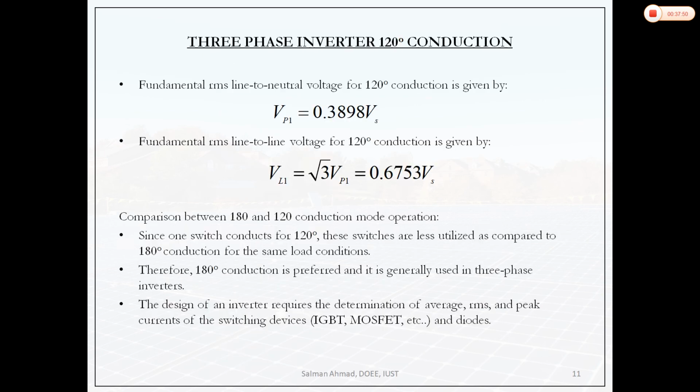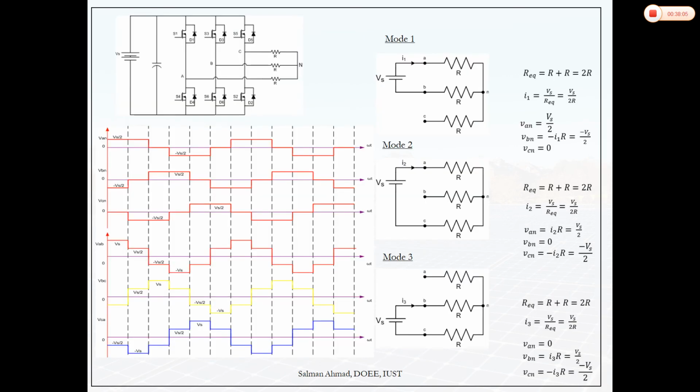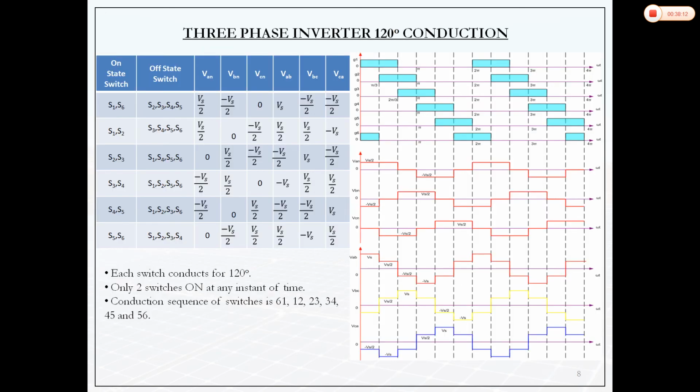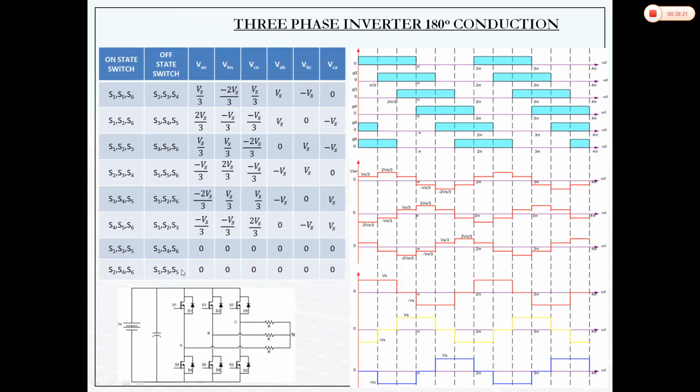Now if you compare the 180 and 120-degree conduction modes of operation, the advantage is that in 180-degree conduction you are getting output voltages of more magnitude, because the switches are conducting for more time. But on the disadvantage part, if you see these waveforms, you can see here, in the same leg, you can see here.